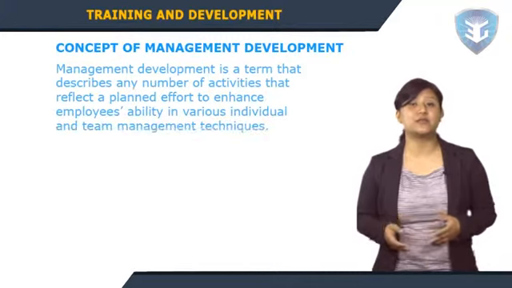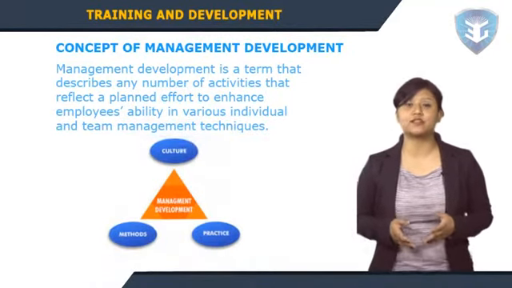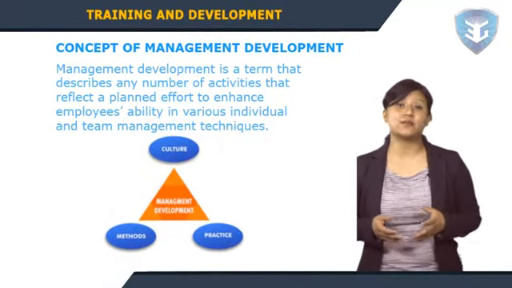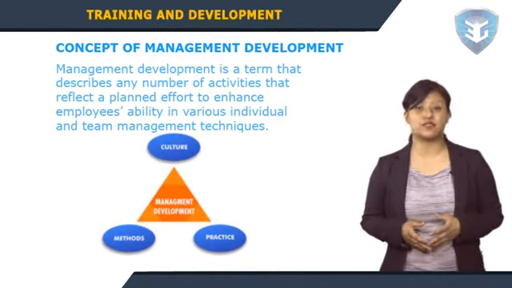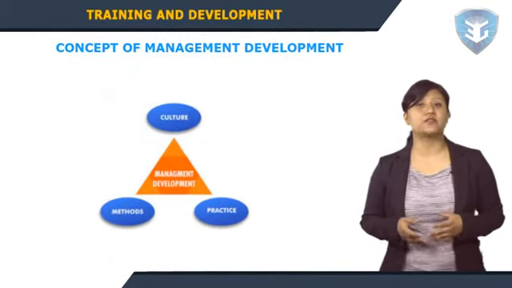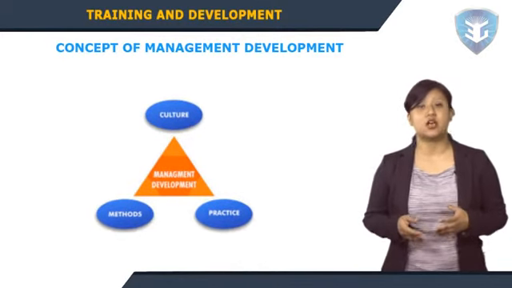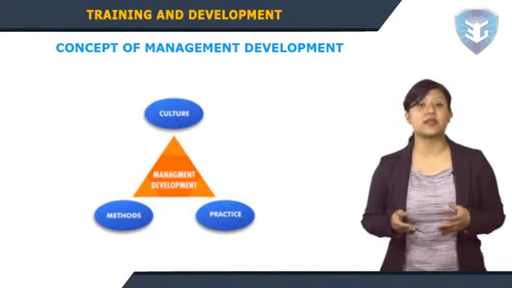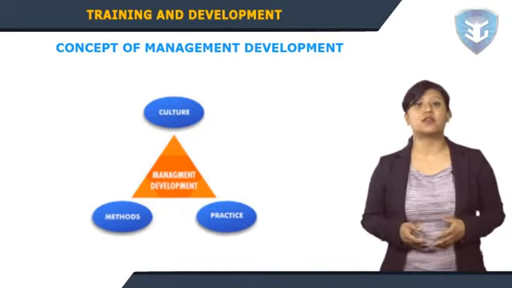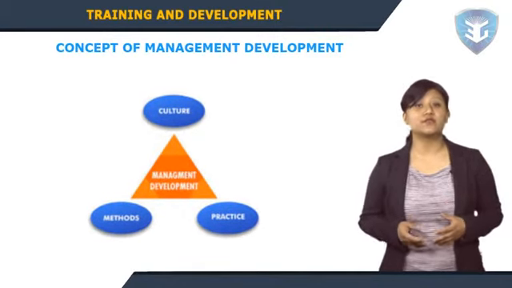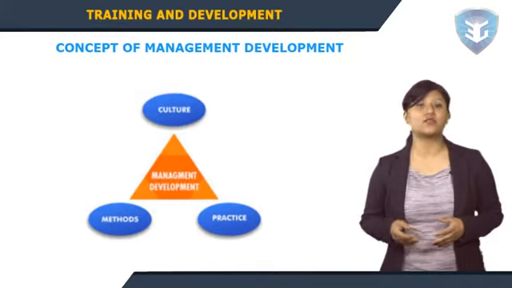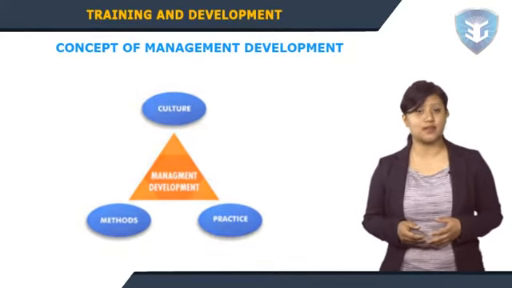Management development is a term that describes any number of activities that reflect a planned effort to enhance employees' abilities in various individual and team management techniques. Management development is best described as a process from which managers learn and improve their skills, not only to benefit themselves but also their employing organizations. In organizational development, OD, the effectiveness of management is recognized as one of the determinants of organizational success.